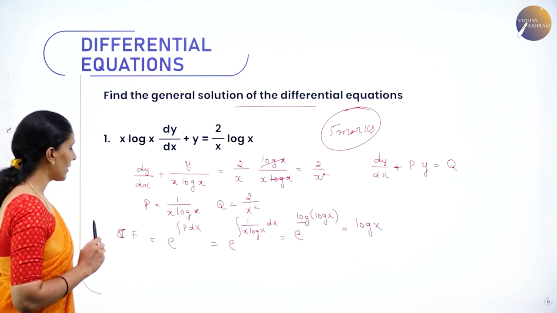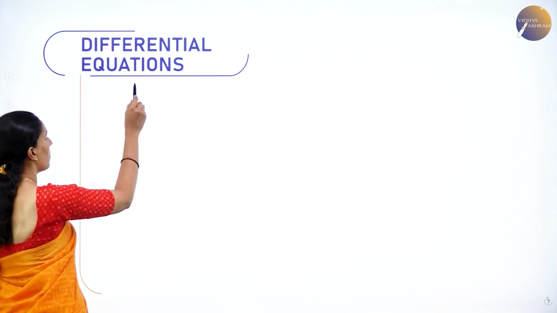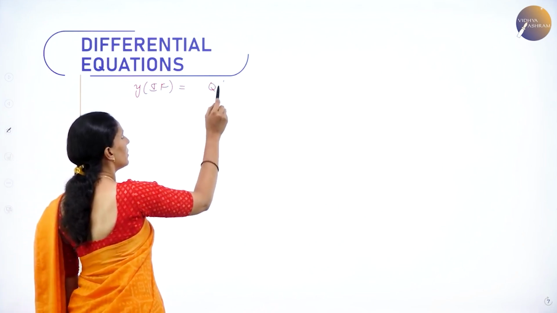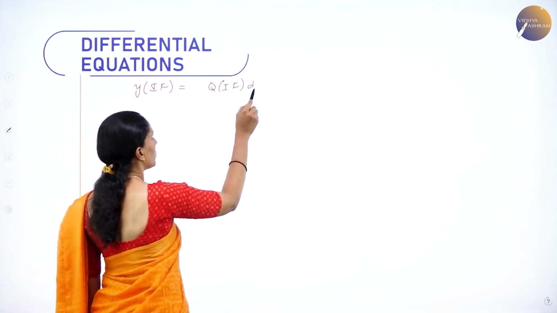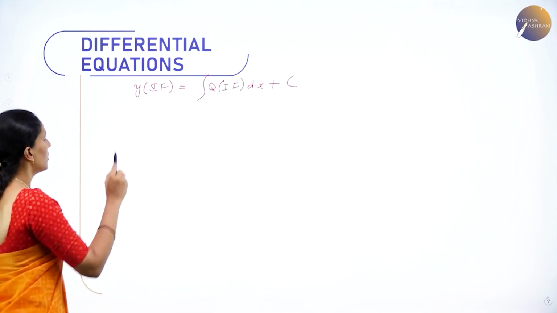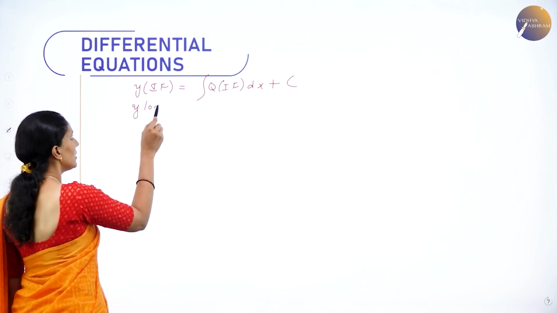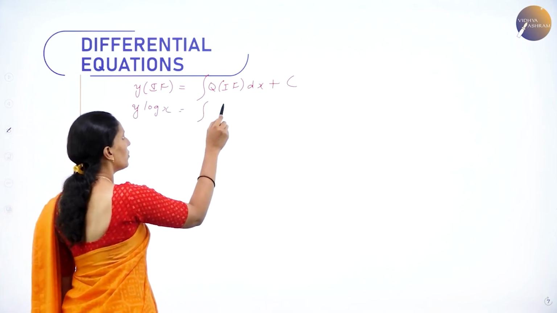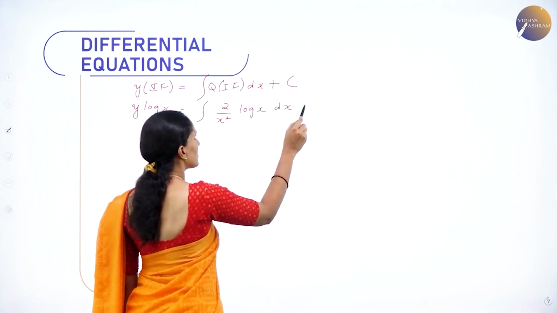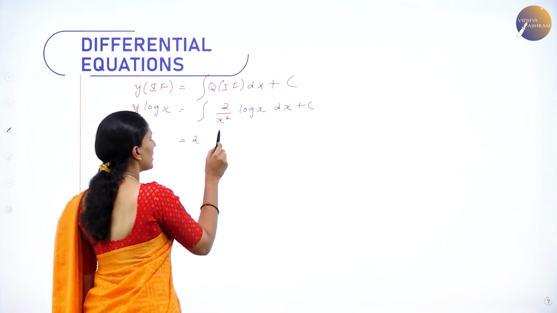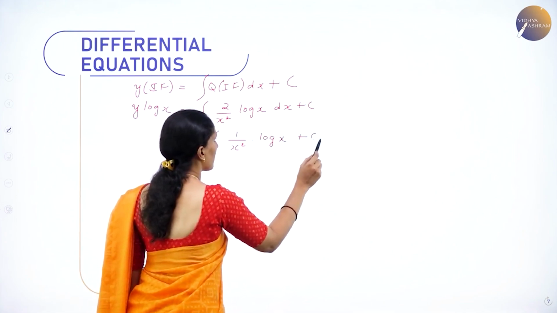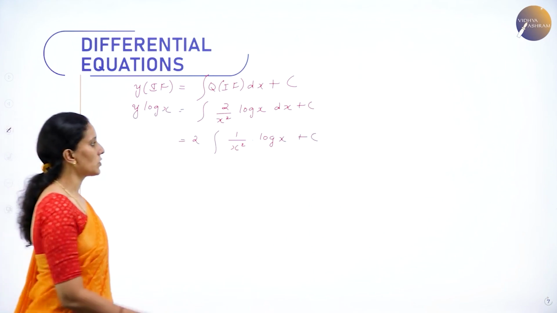So once you got the integral factor, you can write the solution in the form of y into integral factor is equal to integral of q into integral factor with respect to dx. You are going to integrate plus c, the integration constant. So log x is the integral factor, just write it. So integral of q is 2 by x square log x with respect to dx plus c. Now I will take 2 outside, it is 1 by x square into log x plus c. So clearly we have two functions to integrate here.